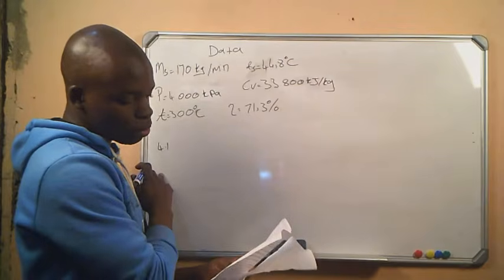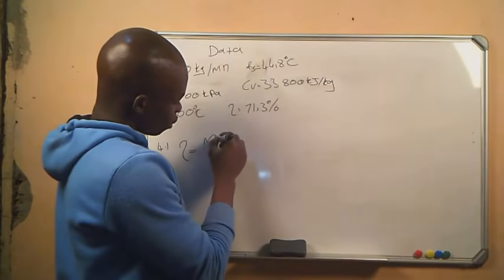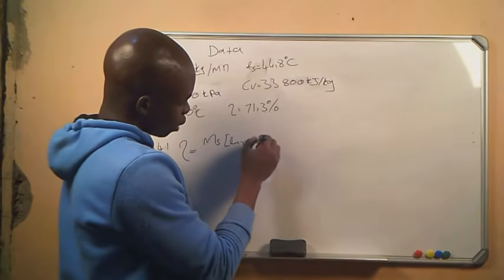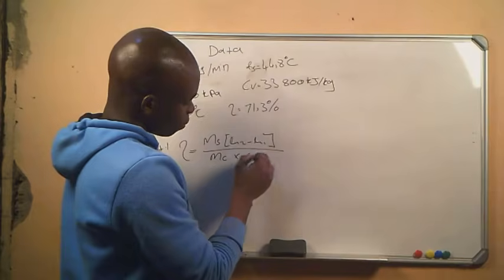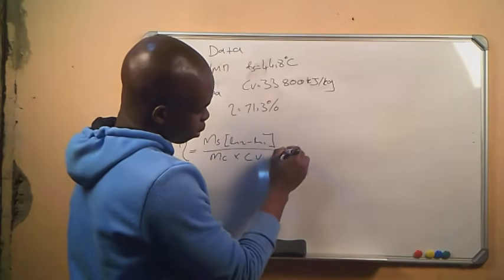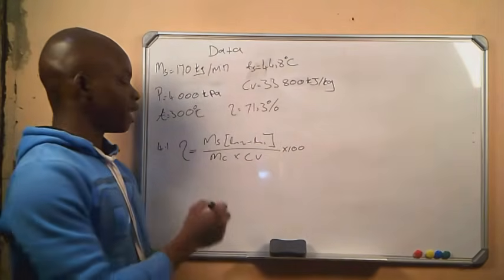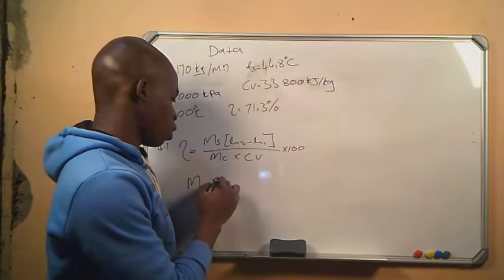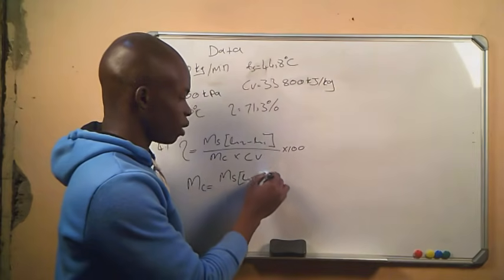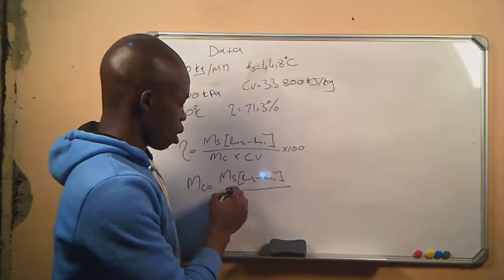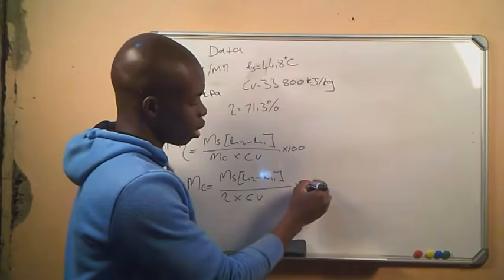Calculate the mass of coal consumed per hour. So we write our formula, which is ms (h2 minus h1) all divided by mass of coal times CV, times 100. Since we are looking for the mass of coal, let's make it the subject of the formula. Mass of the coal is going to be mass of steam times (H2 minus H1) over efficiency times CV times 100.